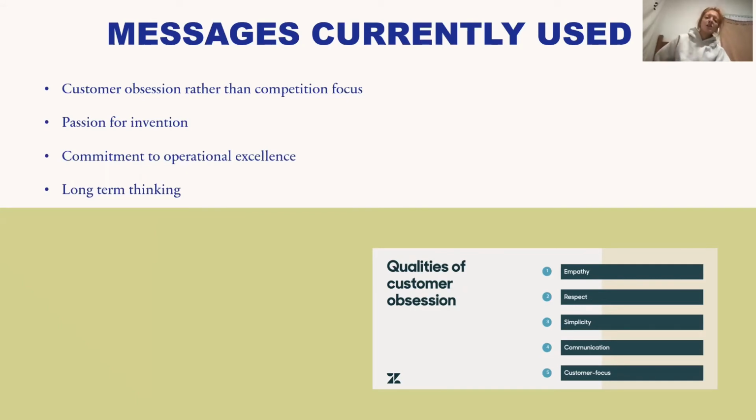And then they also use passion for invention, meaning that they demonstrate specific prototypes to manufacturers and buyers, and they search for things that they know the brand would do well with. Commitment to operational excellence is another message they use, which means they have a commitment to solving issues and problems, and they're looking for new ways to improve their brand. Lastly, Amazon uses long-term thinking. They don't only look at what's going on now, but they look at the bigger picture and how their brands can make an impact for a long time.